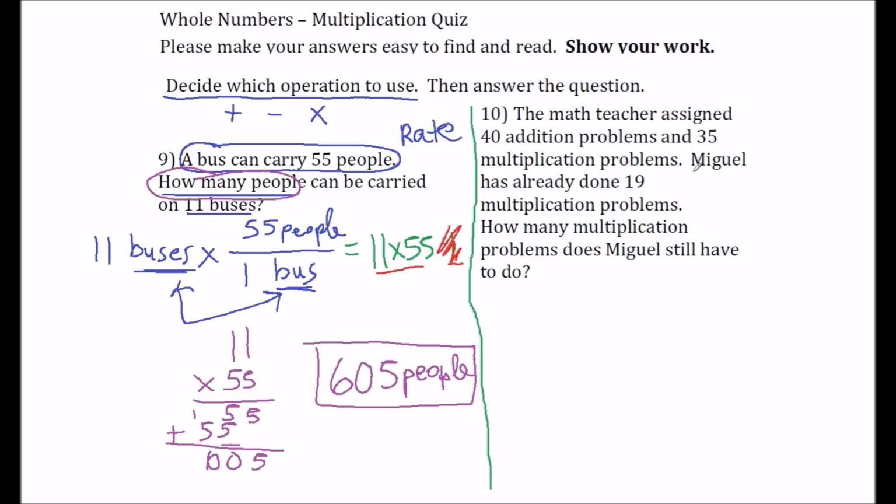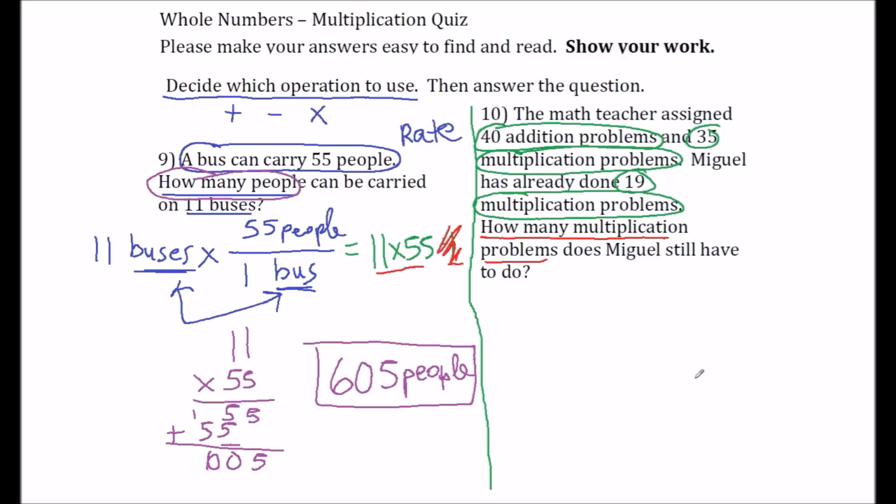Okay, last word problem on this quiz, number 10. We're still deciding which operation to use, add, subtract, or multiply. Number 10 says, the math teacher assigned 40 addition problems and 35 multiplication problems. Miguel has already done 19 multiplication problems. How many multiplication problems does Miguel still have to do? So again, as I go through there and I say, okay, I've got 40 addition problems, I've got 35 multiplication problems, and then I've got 19 multiplication problems. And the question asks me, how many multiplication problems does Miguel still have to do?